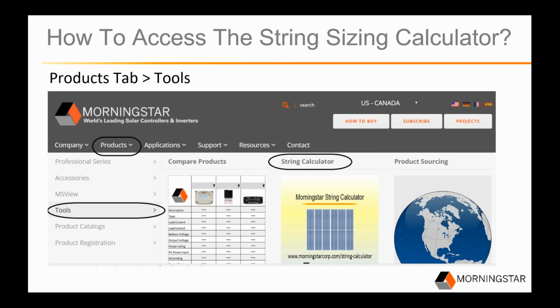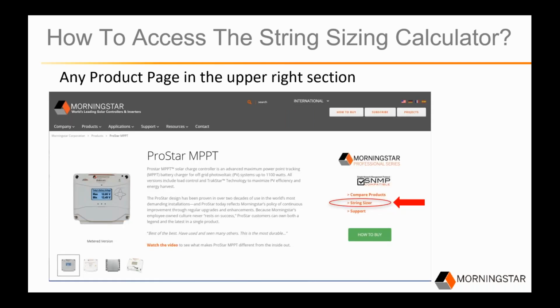There are several ways to access the string calculator from the MorningstarCorp.com website. You can click on Products from our website and then click on Tools and String Calculator to access it. Or you can access it from any of the product pages on our website by clicking on the string sizer hypertext link on the right that you see here.